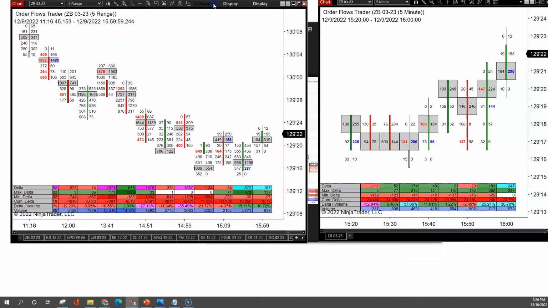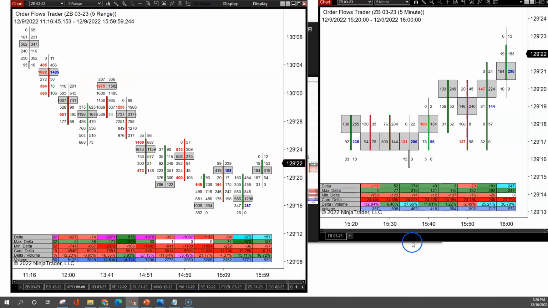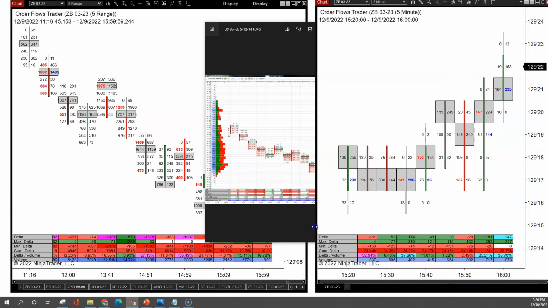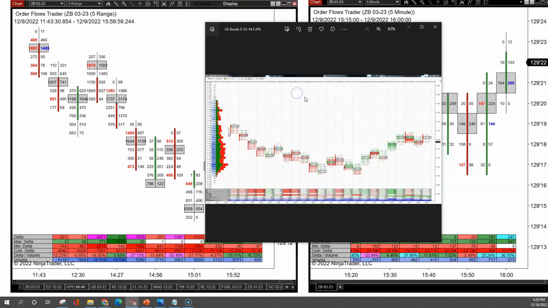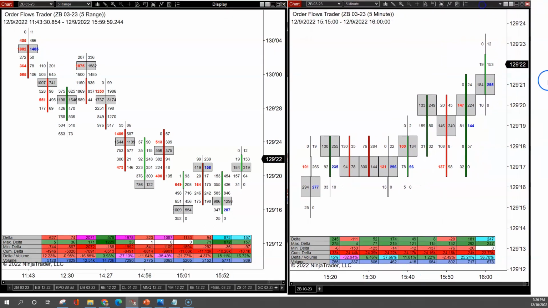Expand this down. Whoops, that's the old chart from 2015, 7 years ago. You can see how different the Orderflows Trader software looks now. It was just the basic plain footprint back then. Now we've got a lot more information, but what I've got here is just the normal footprint.